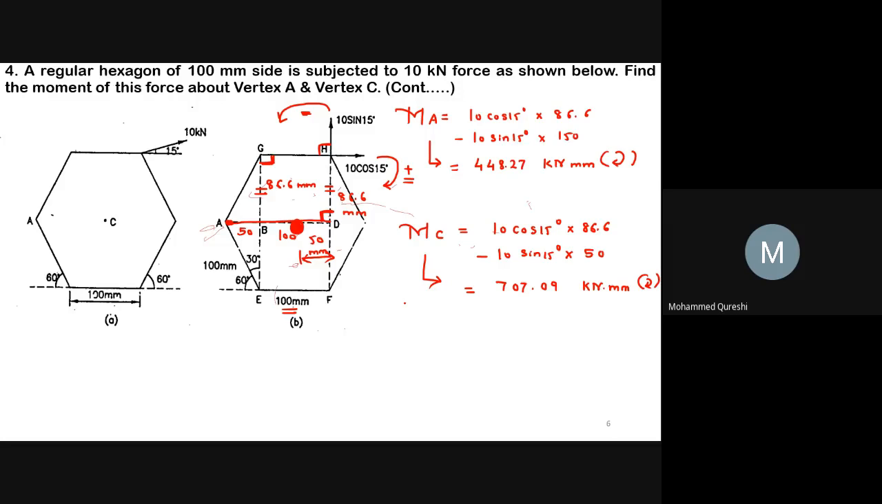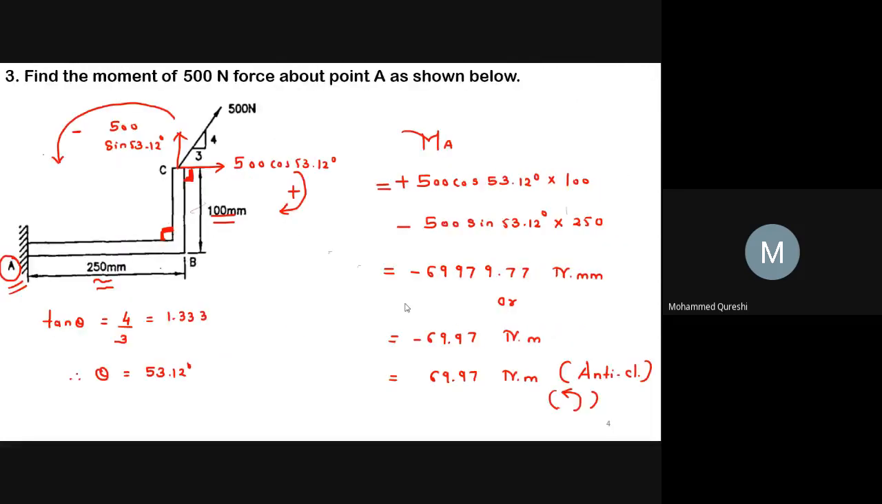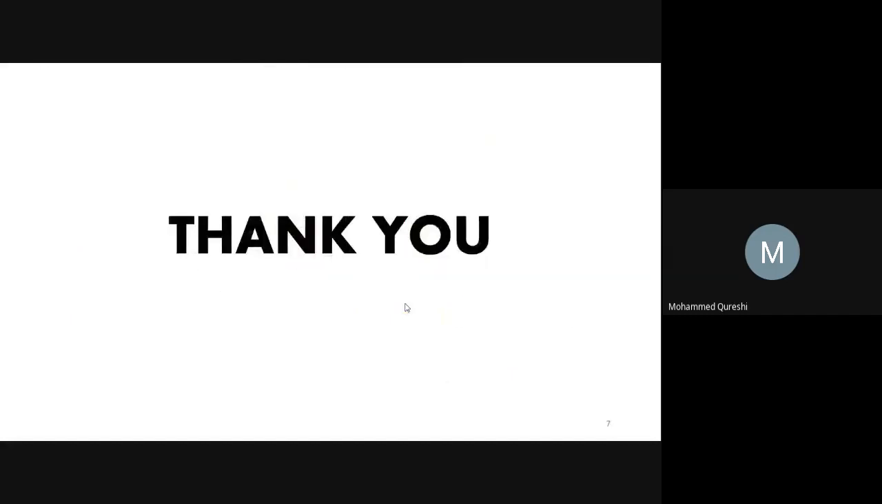So by this way, you have to calculate the moment about any point. Just simply remember formula. What is moment? Moment is nothing but force into perpendicular distance. So in the next lecture, we will go for the examples related to equivalent force couple system. Thank you.